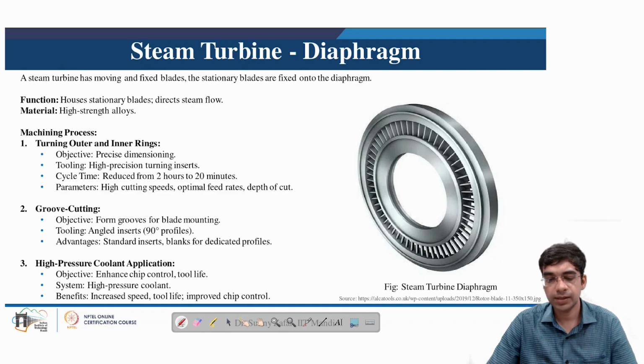Cutting parameters such as speed, depth of cut, and feed rates have to be optimized. Several grooves may also be needed here to hold the blades in their position, and again angled inserts are utilized here. Here also extensive use of high pressure coolant is done to increase the tool life and improve the chip control.